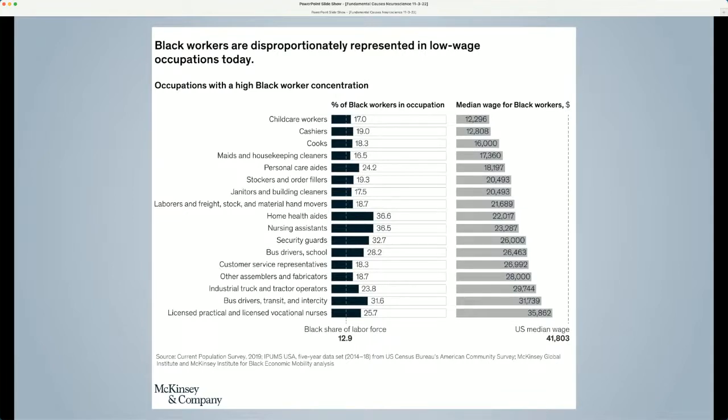Black workers thus are underrepresented in higher paying professions relative to their 13% share of the labor force. Only 5% of U.S. physicians are black, and that's a recent number. For decades, it was stuck around 2 or 3%. This has massive implications for the quality of care.